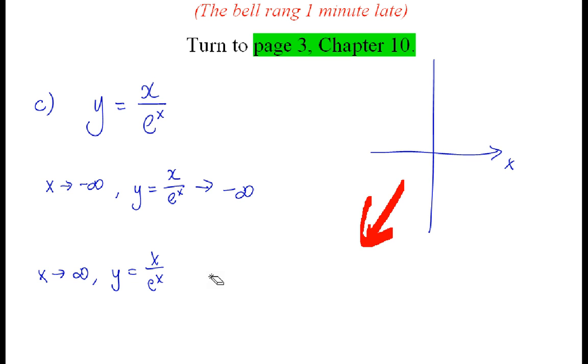Why? The numerator, 10,000, is big. The denominator, e to the power of 10,000, is also big, infinity. Then we say infinity divided by infinity gives us 1. Correct? 2 divided by 2 gives us 1. 10 divided by 10 gives us 1. Negative 8 divided by negative 8 gives us 1. So infinity divided by infinity also gives us 1. Wrong.